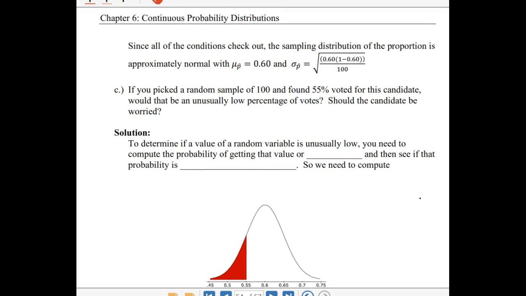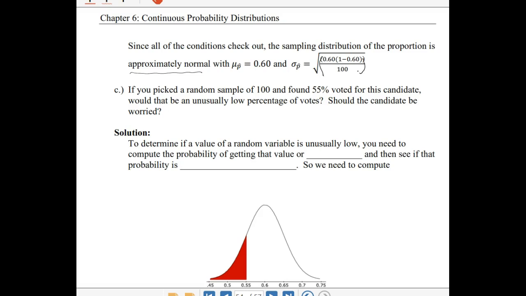All right, since all the conditions check out, the sampling distribution of the proportion is approximately normal. Our parameters: mu sub p hat is equal to p, which in this case is 0.6. And sigma sub p hat is equal to the square root of p(1 minus p) over n. So in this case, we get 0.6 times 1 minus 0.6 divided by 100, and again, the square root of that entire quantity.